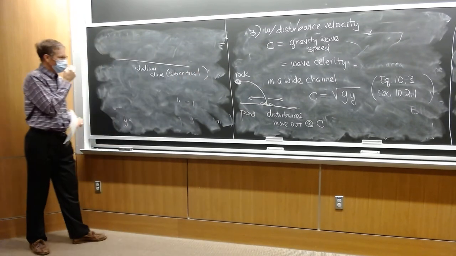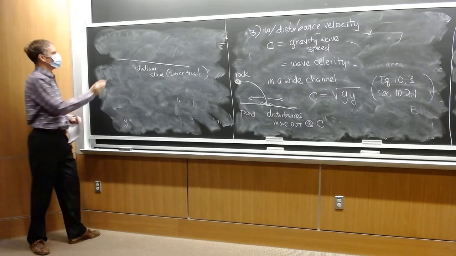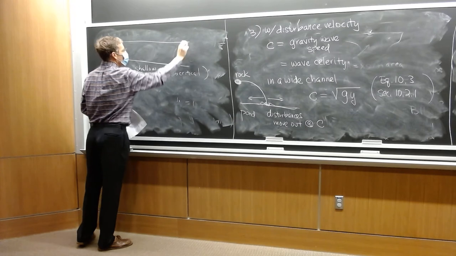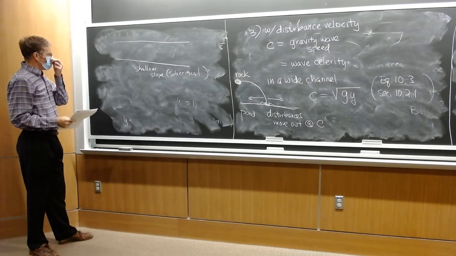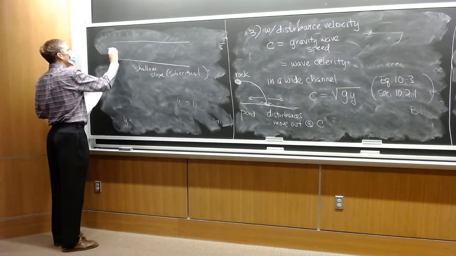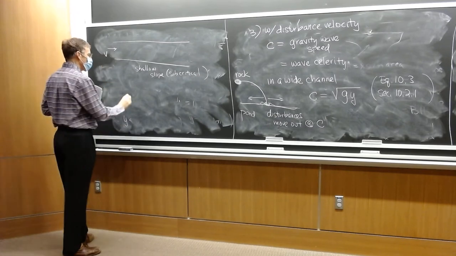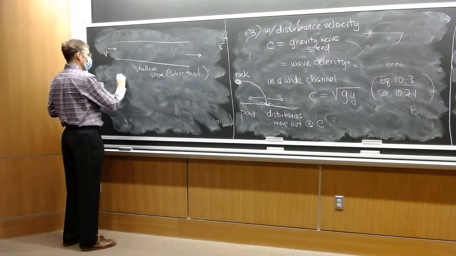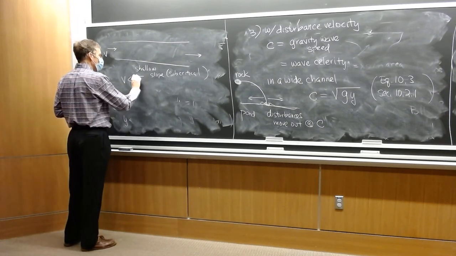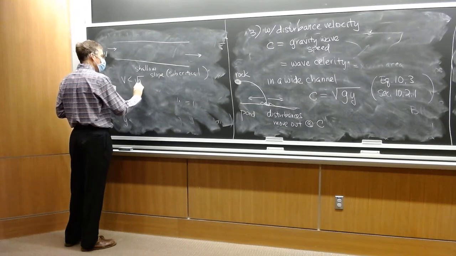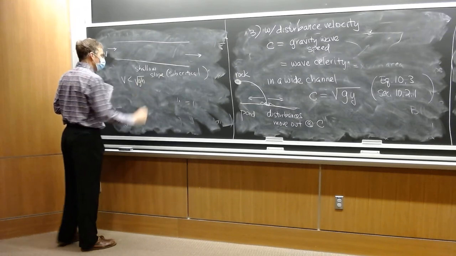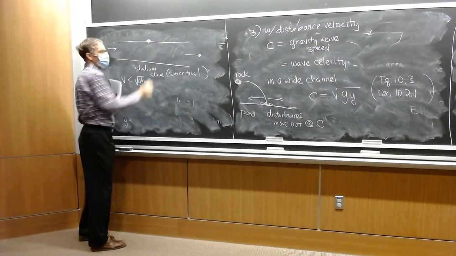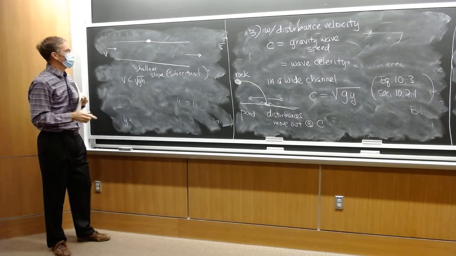Then we've got a shallow slope with subcritical flow that is, so there's a V, the water is moving downstream from left to right at a speed V, and V is less than the disturbance velocity speed. Okay, so in this case, imagine you threw a rock not in the pond but in a channel.